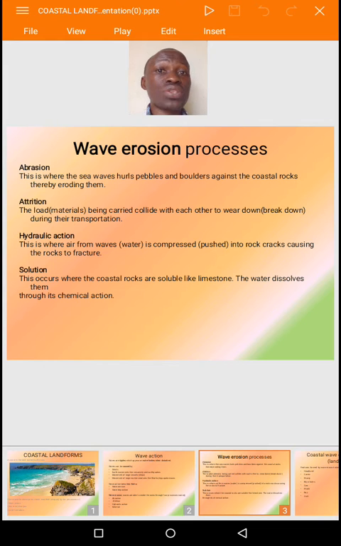Last, there is solution. This happens where there are rocks which are soluble, which can dissolve, and the main example is limestone rocks. So the water dissolves these rocks through what we are calling chemical action. The water gets into the rocks, and in the process, the rocks are weakened.